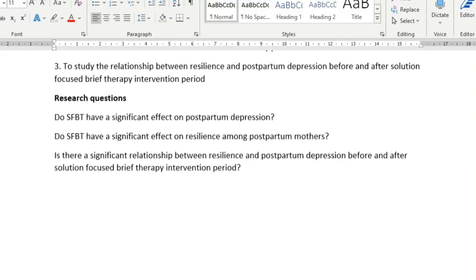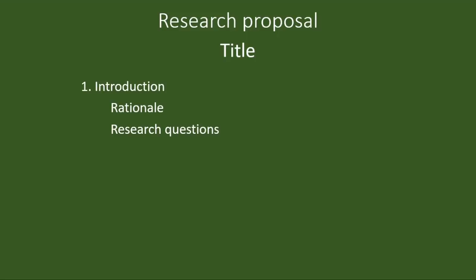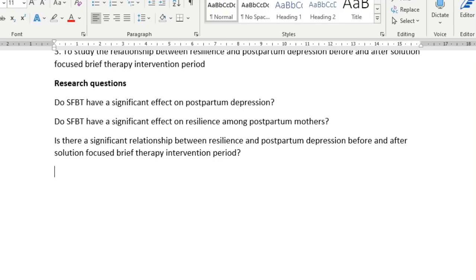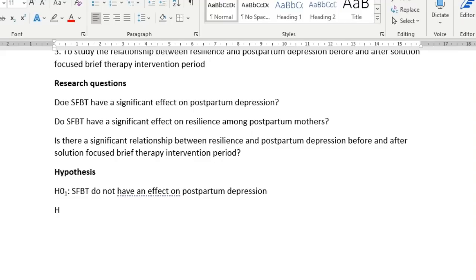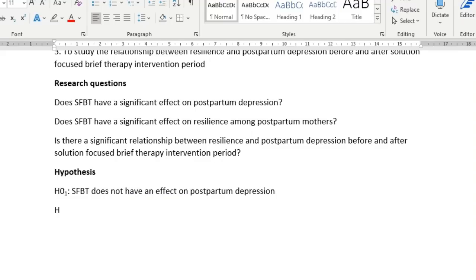These questions can be solved using hypothesis testing. So I can develop the hypothesis like null hypothesis 1. SFBT does not have an effect on postpartum depression. Null hypothesis 2. SFBT does not have an effect on resilience of the postpartum mothers. Null hypothesis 3. There is no significant relationship between resilience and postpartum depression before and after the SFBT intervention period. To test these hypotheses, we need quantified data.